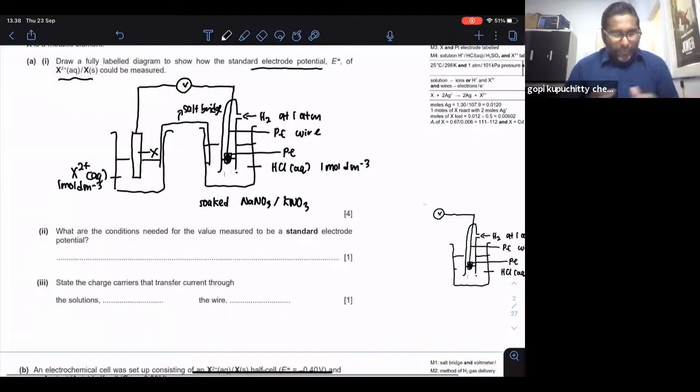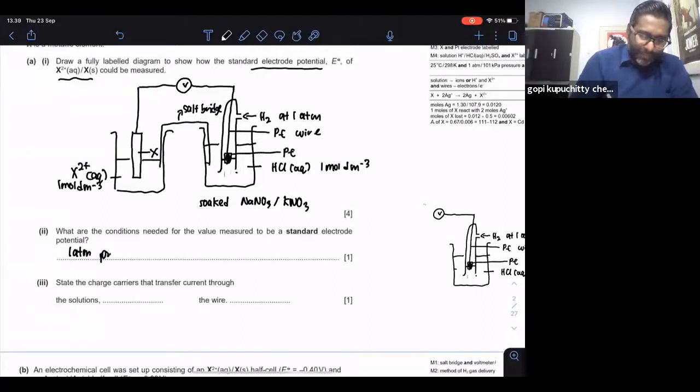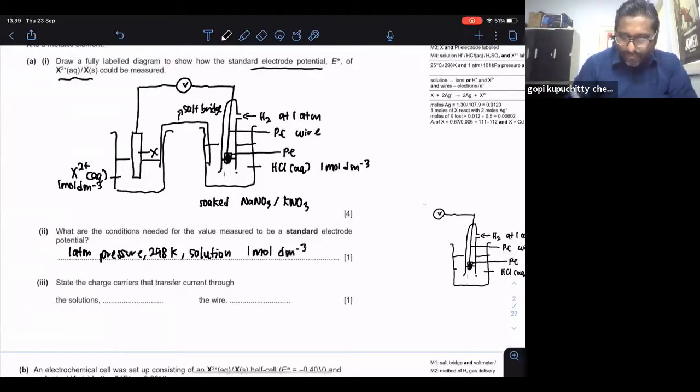And then if they ask you what are the conditions needed for the value measured to be a standard electrode potential, this one you memorize only. The standard electrode potential is measured at 1 atmospheric pressure, and it is going to be done at 298 Kelvin. And all the solutions that you use must have a concentration of 1 mole per dm cube. So make sure you mention all these three.